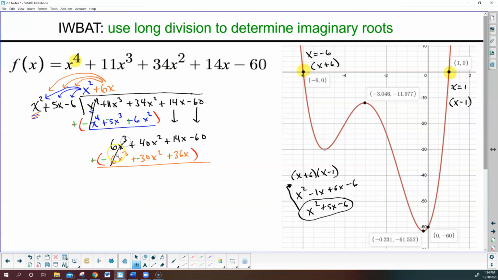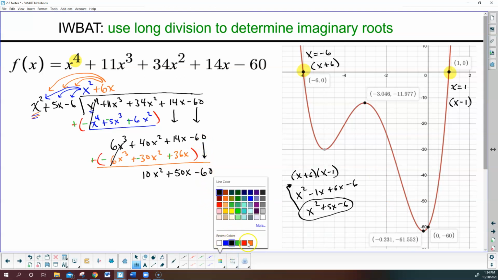When I do that, first two terms add up to 0. The x squared terms gives me a positive 10x squared. And then I end up with a plus 50x. And then we didn't do anything with the minus 60. So that's just going to drop down. And now it's basically like that same problem again. How do I make the x squared look like 10x squared? I multiply it by 10. Multiply all pieces by 10.